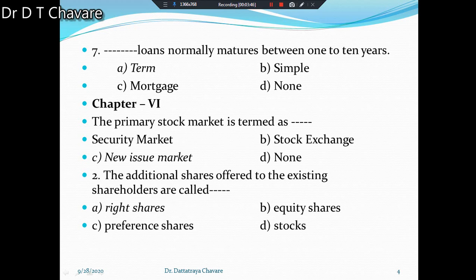Then dash dash loans normally mature between 1 to 10 years. What type of loans? The answers are term loan, simple loan, mortgage loan, or none. What will be the proper answer? Definitely you will find term loans. That's why alternative A is the proper one.